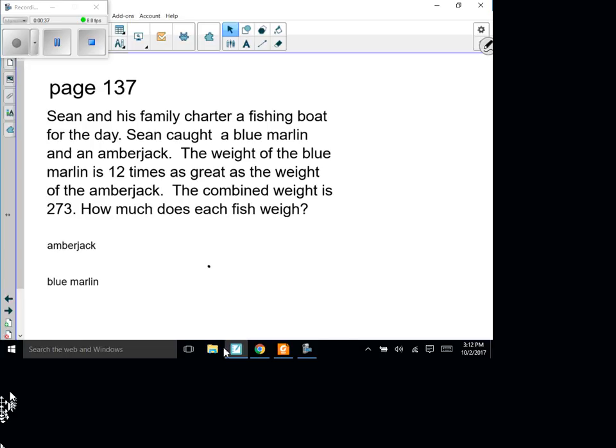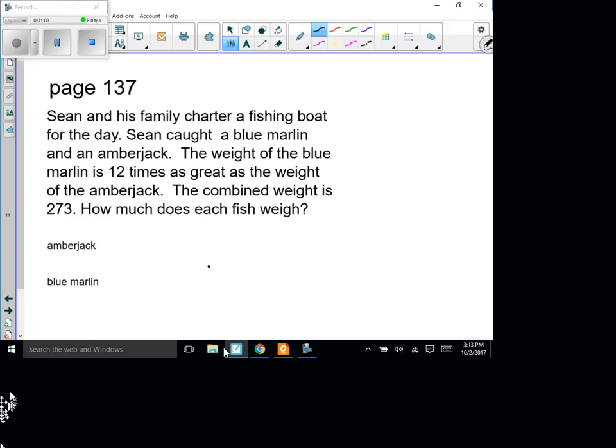First one we got here, we have page 137. It says Sean and his family charter a fishing boat for the day. Sean caught a blue marlin and an amberjack. The weight of the blue marlin is 12 times as great as the weight of the amberjack, meaning it's a pretty big fish. The combined weight of both of the fish is 273 pounds. How much does each fish weigh?